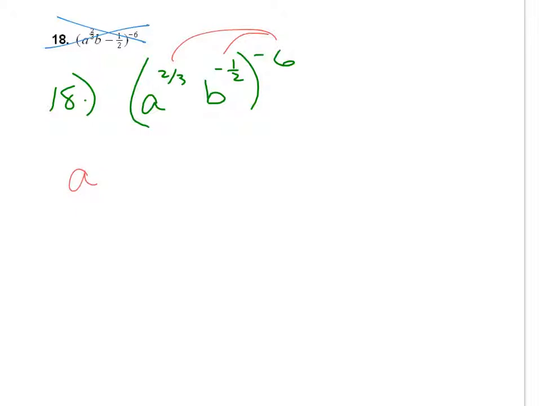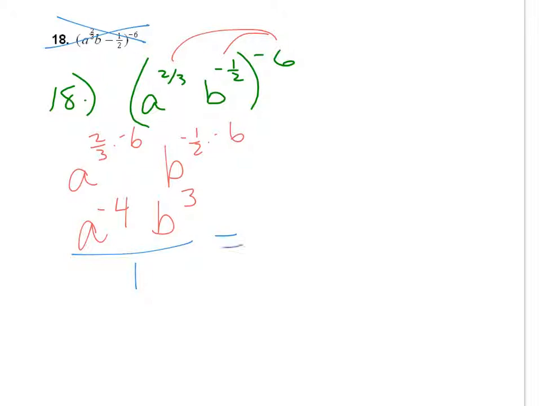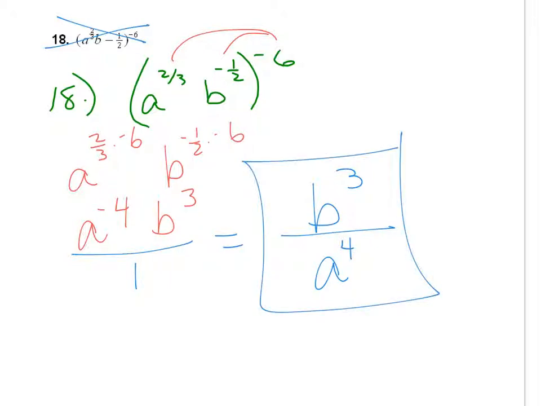So this is going to be a to the 2/3 times negative 6, b to the negative 1/2 times negative 6. So this is going to be negative 6 times 2 is negative 12 divided by 3 gives you a to the negative 4, and this gives you positive 3. Put it over 1. A cubed stays, b cubed stays, and a to the 4th goes to the bottom. And that's done. Just make sure you change the problem on that one. I did that one with you just to make sure that you did that.